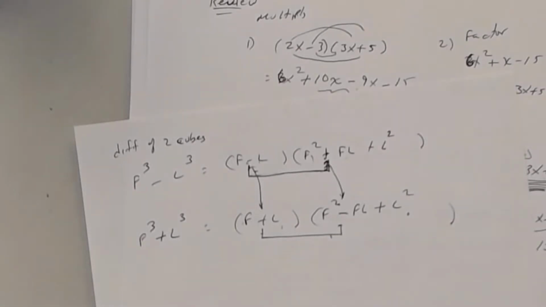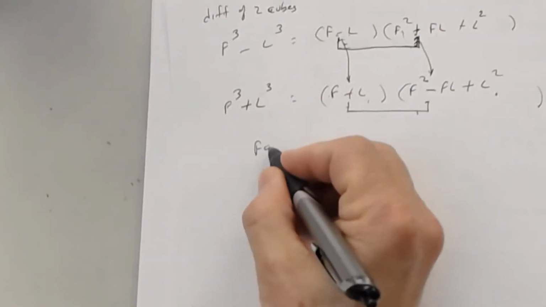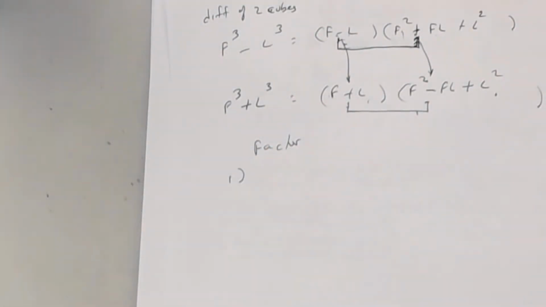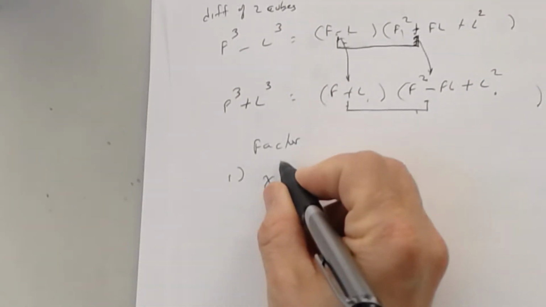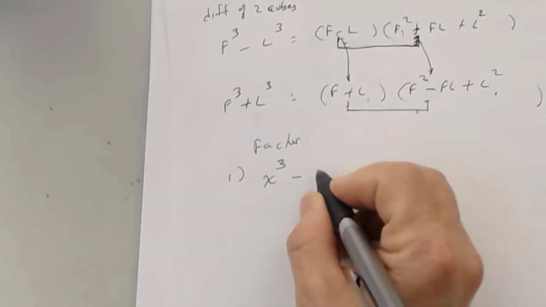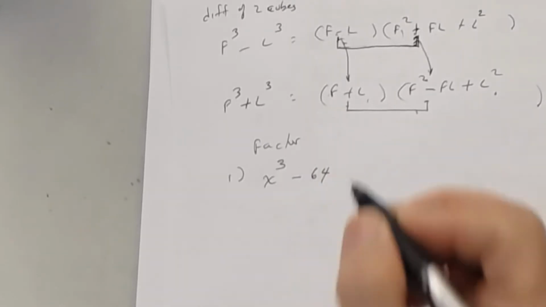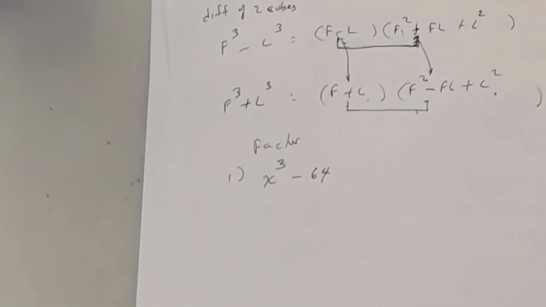So let's look at number one. Let's suppose you want to factor number one. So let's go ahead and factor. Let's suppose we had x cubed minus 64. X cubed minus 64.